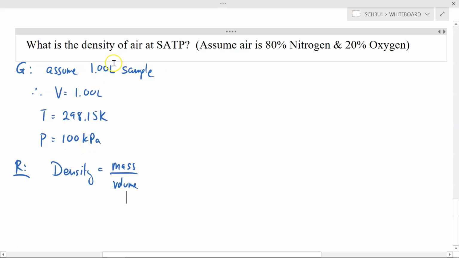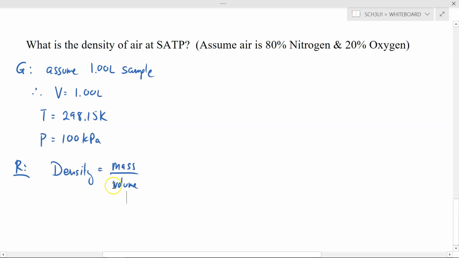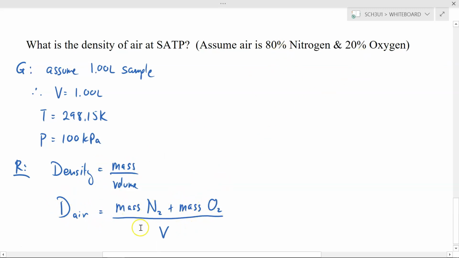Now it's asked me to calculate density. The equation for density is mass over volume. But it's not the density of just one gas, it's the density of two gases mixed together. As such, the density of air is equal to the mass of the nitrogen gas plus the mass of the oxygen gas divided by the volume. But again, I chose a 1 liter sample, so whatever I chose, I must place over here. So you'll notice why I chose 1 liter. It makes my calculations a lot easier.